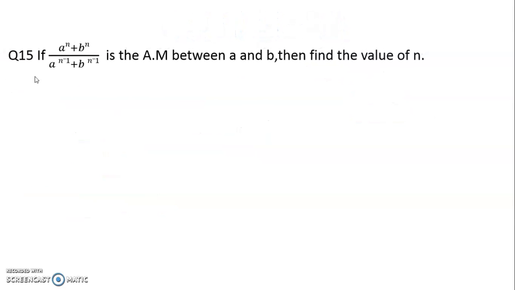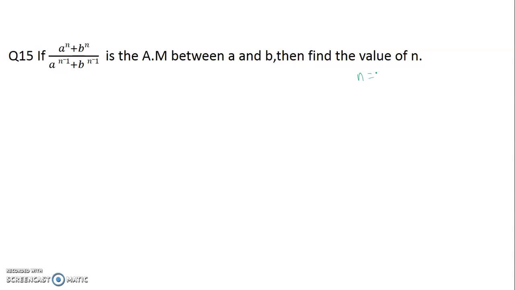The other question is question number 15, and yes, this is important also. It says if A raised to the power n plus B raised to the power n, divided by A raised to the power n minus 1 plus B raised to the power n minus 1, is the AM, the arithmetic mean between A and B, then find the value of n. You have to find the value of n.